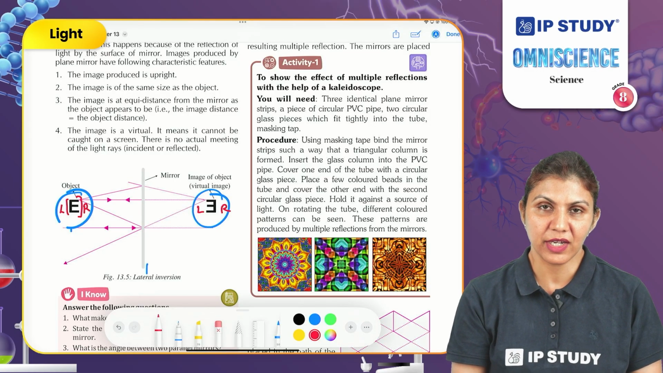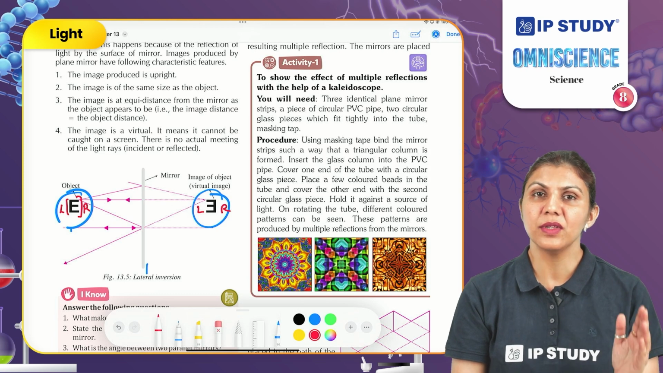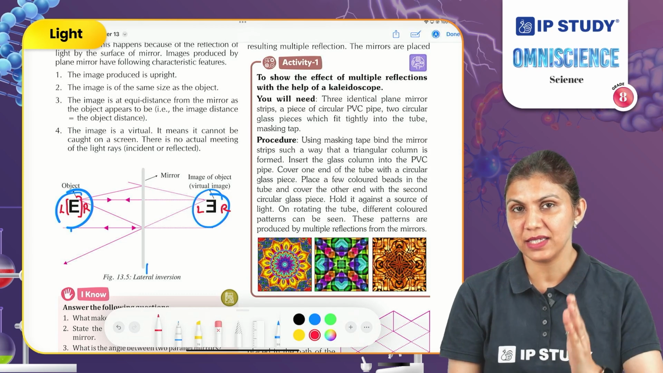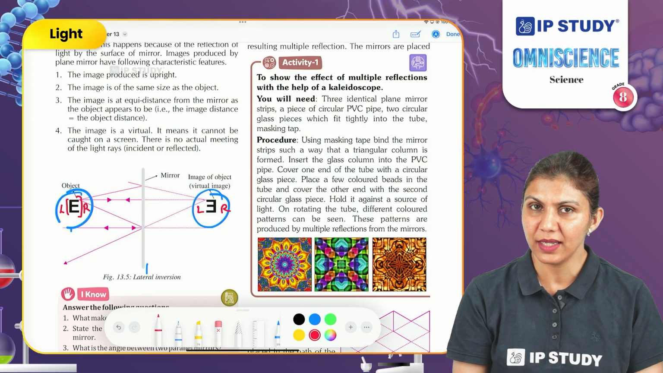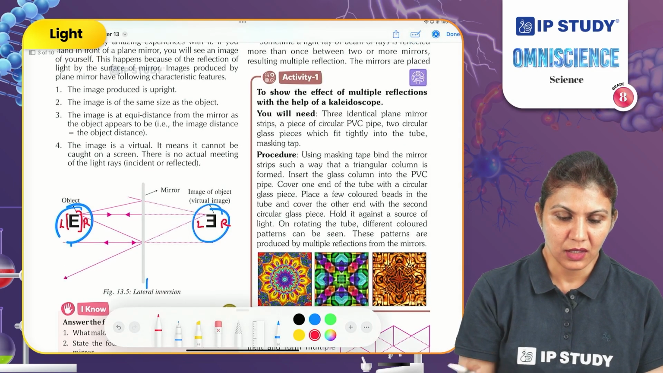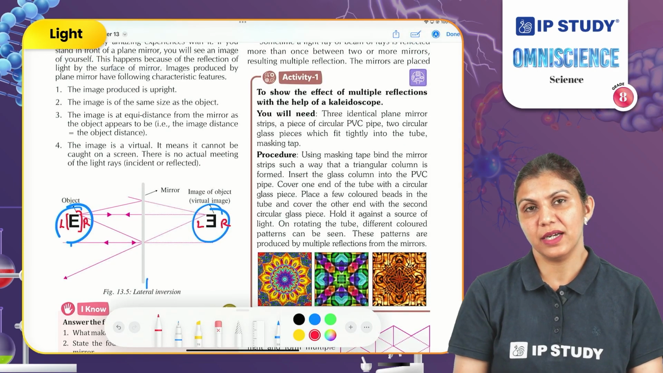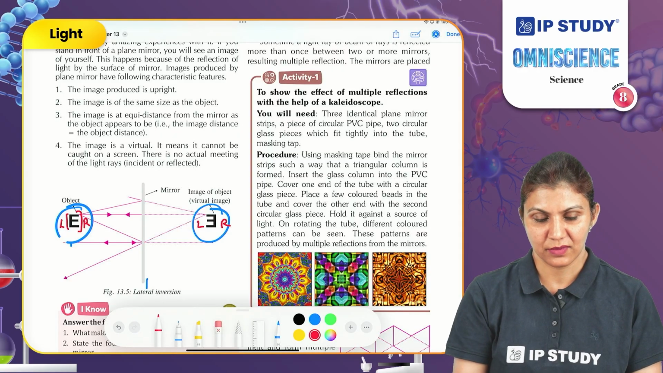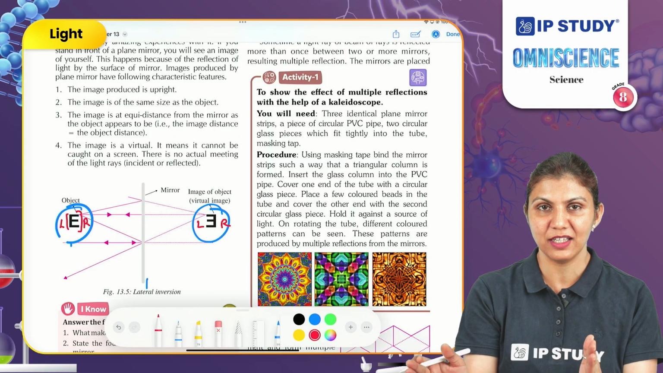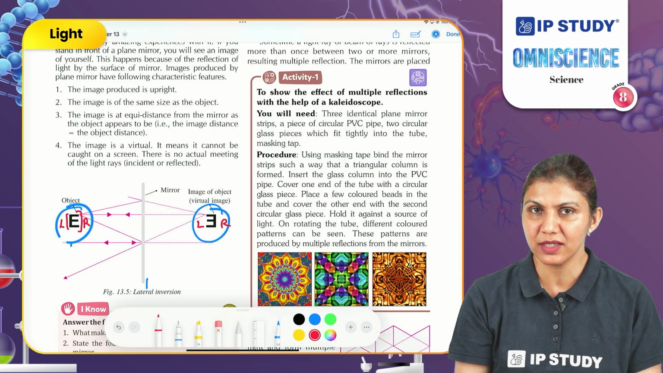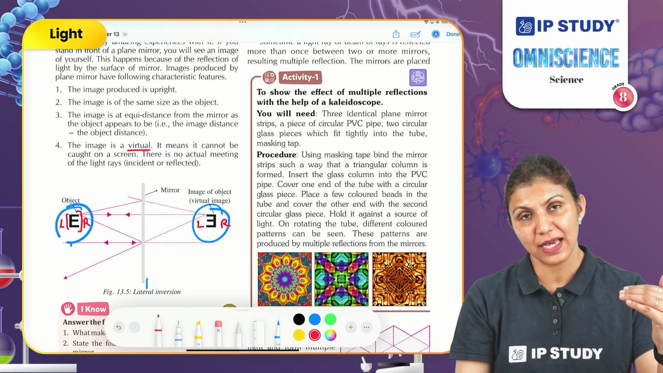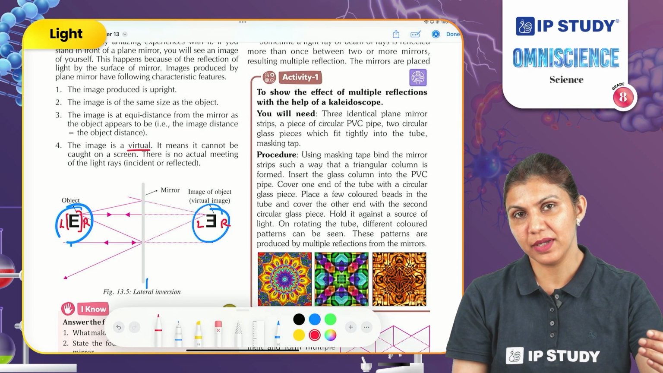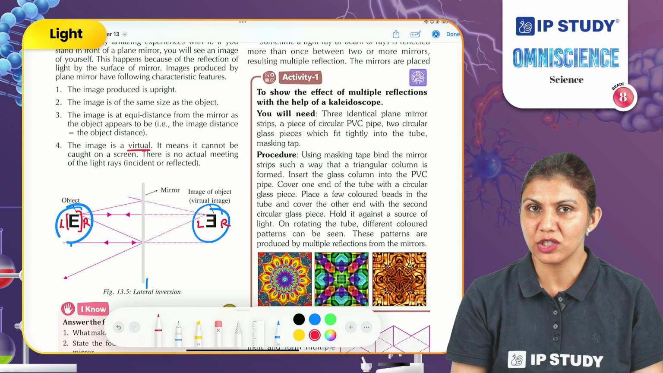So what we conclude here is that any object which is placed in front of a plane mirror will form a laterally inverted image. The image is virtual. It is in the imaginary world. There is a world behind the mirror which is imaginary. It is not the reality. So we call it virtual world. So as the image is formed in the mirror, we call it the virtual image.